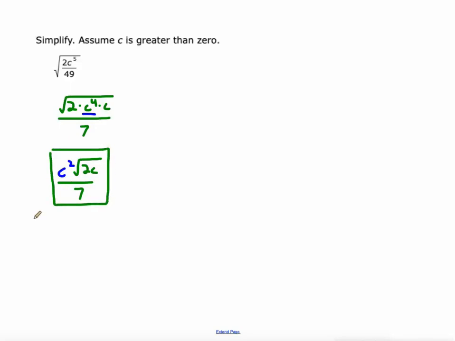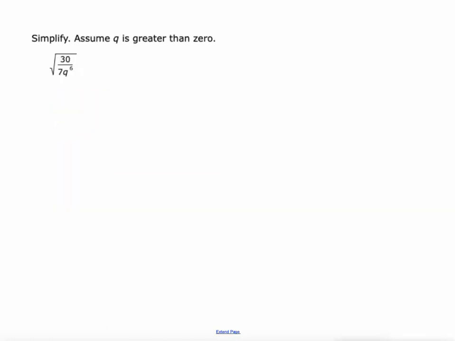C squared times the square root of 2c over 7. I know it's ugly, but that doesn't make it not simplified. All right, square root of 30 over the square root of 7 q to the 6. Okay, square root of 30 cannot be simplified. It doesn't have any perfect square factors.